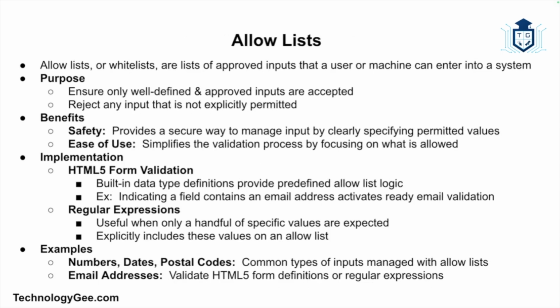All right, next let's talk about allow lists, also known as white lists. And these are lists of approved inputs a user or machine can enter on a system. Using an allow list is an easy and safe way to ensure well-defined inputs such as numbers, dates, or postal codes, because it allows you to clearly specify permitted values and reject everything else.